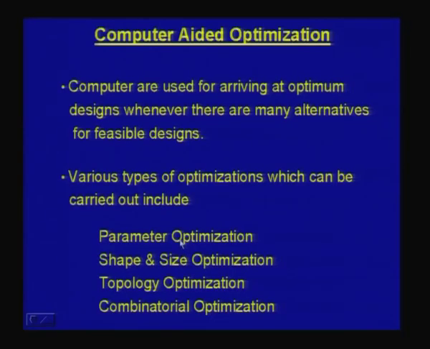For example, one way is to use it for parameter optimization. I may be designing the dimensions of a component like a beam, or I may be designing, let us say, a spring. For given specifications and functional requirements, a number of feasible designs are possible. But suppose I would like to design the same element for a criterion that the weight should be minimum. If the material is already selected, then I am left with selecting the dimensions for this component such that the weight is minimum.